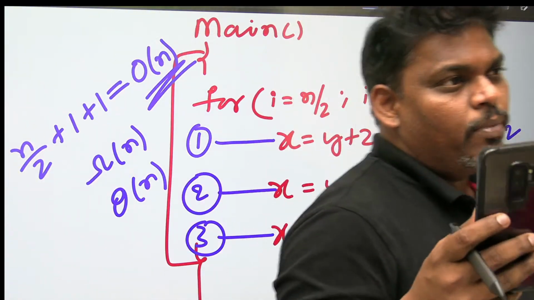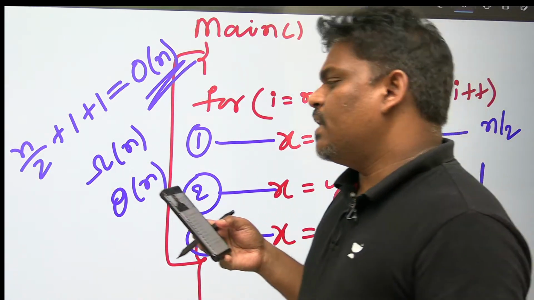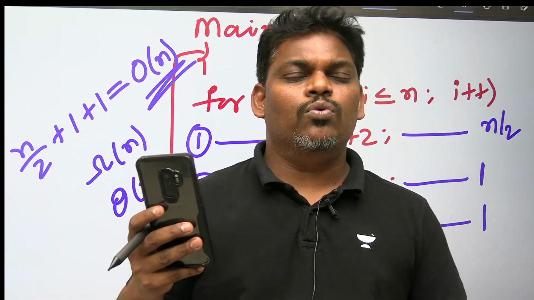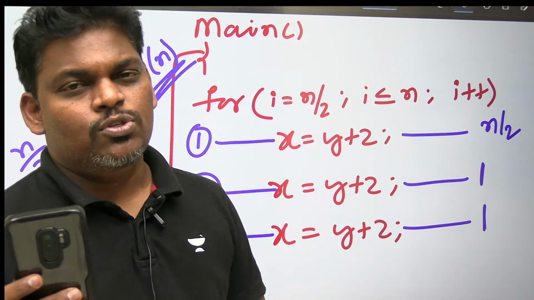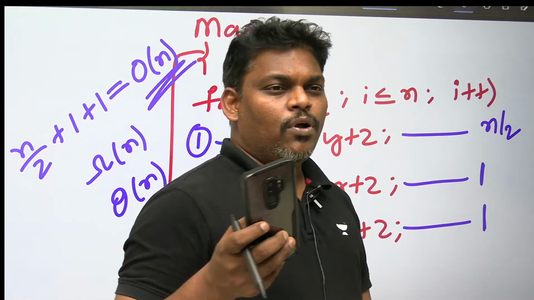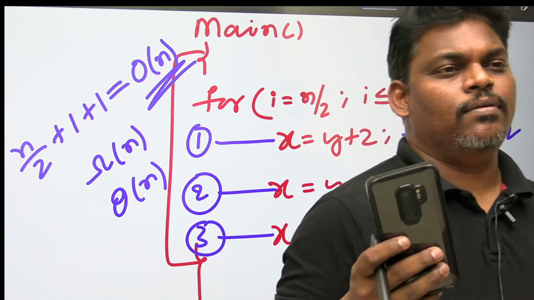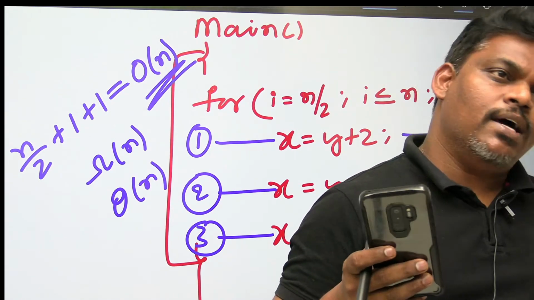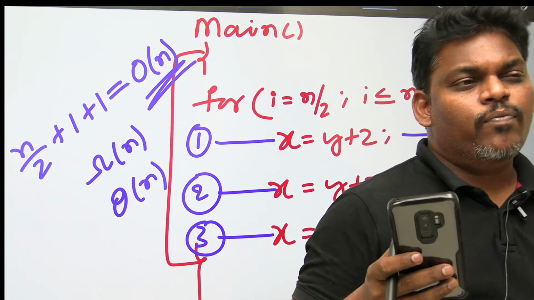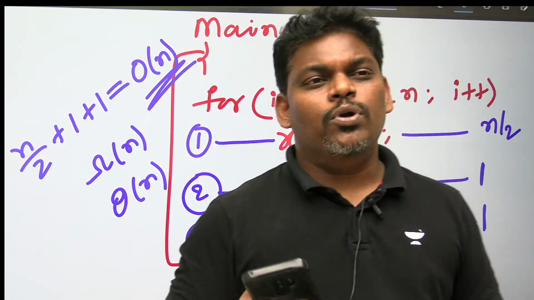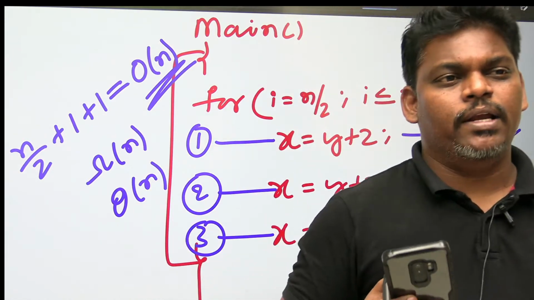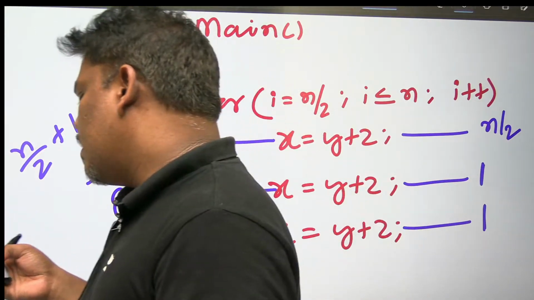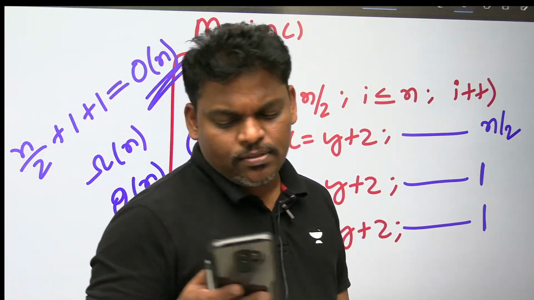If anyone still asks me, sir, why are we neglecting constants, I can say this is the answer: computer to computer, the difference is constant. So you can neglect the constant. If you take a normal computer and a supercomputer, the difference is constant only. Maybe a bigger constant, but the difference is only constant. That is the reason you can neglect constants. Asymptotic notation says that the constant is the difference, so you can neglect it.